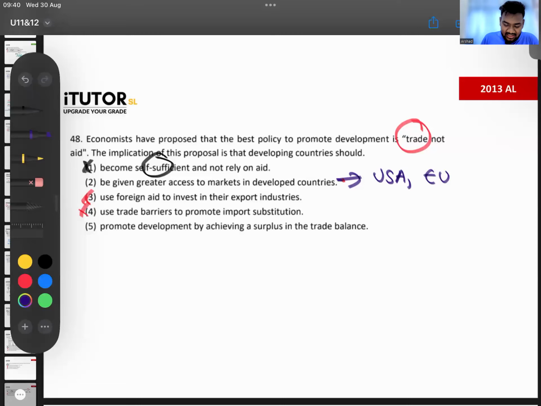It's a bit of an old paper, so don't worry too much. So that is what this "trade, not aid" means: give broader access to these developed countries, and somehow improve your trade. That's what it is. Okay, right.